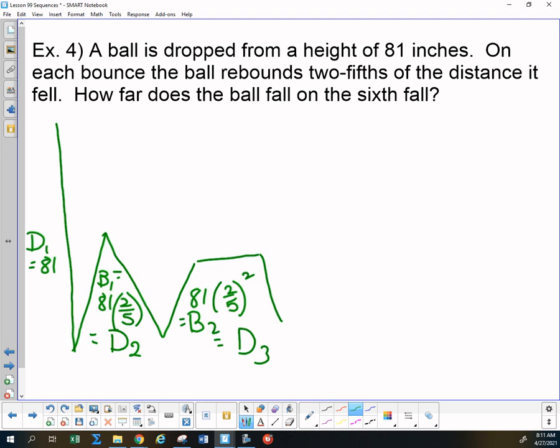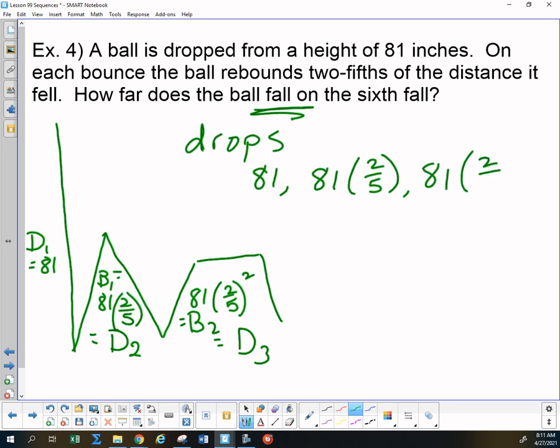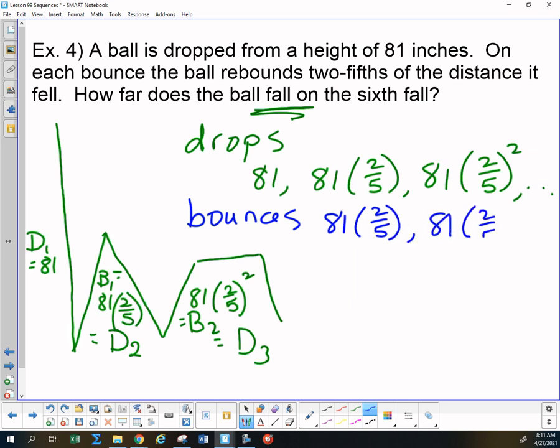So if I'm talking about drops or falls, which this one is, for the drops, my sequence is 81, 81 times 2/5, 81 times 2/5 squared, and so on. But if I talk about the bounces, my first term is not 81. My first term is 81 times 2/5. My second term is 81 times 2/5 squared, and so on.